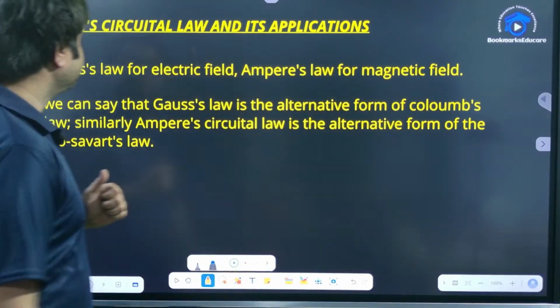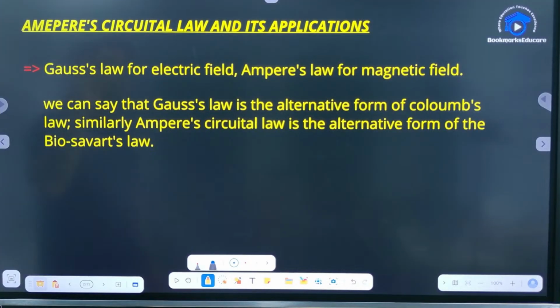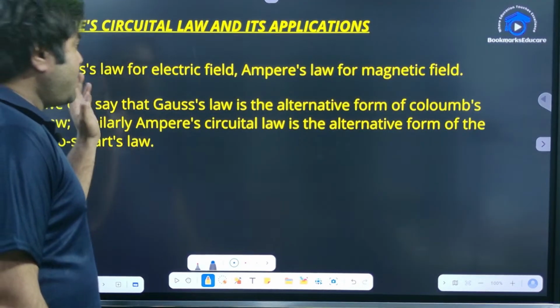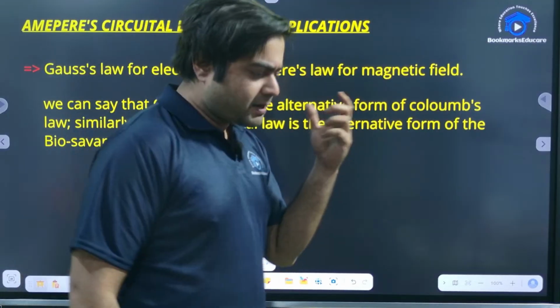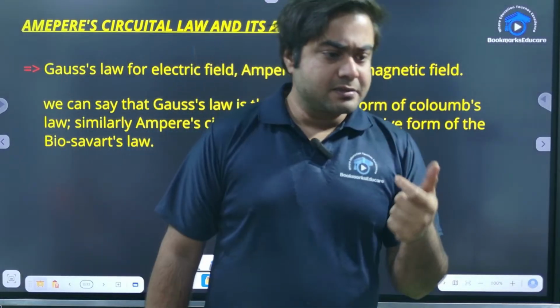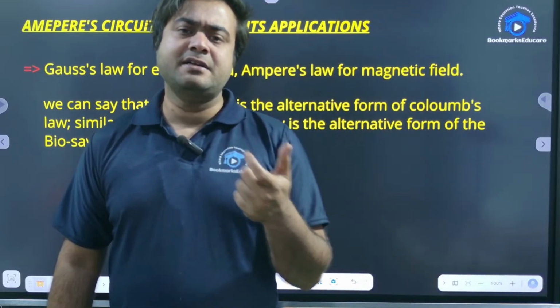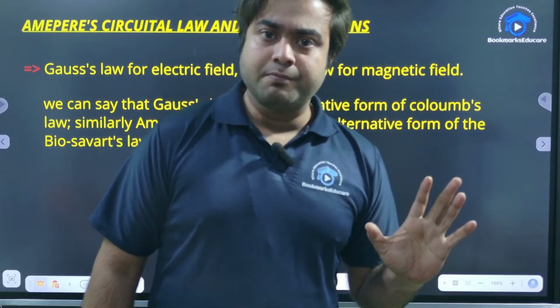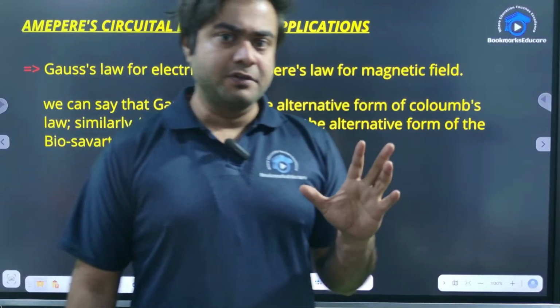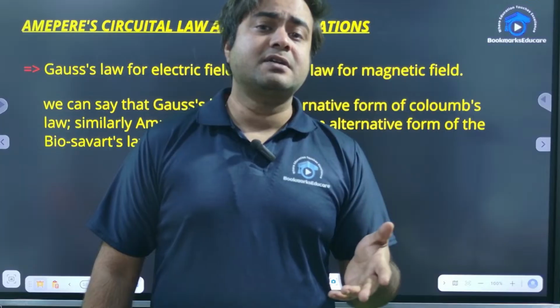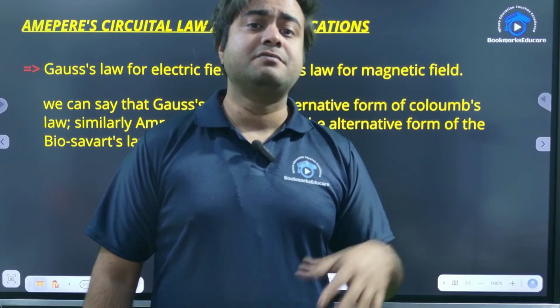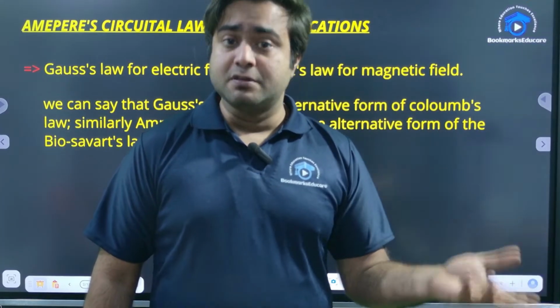See one thing, Ampere's Circuital Law and Gauss's law for electric field. This Gauss's law that you studied for the electric field, we can say that it is the extended version of Coulomb's law, and Ampere's Circuital Law, we can say, is the extended version of the Biot-Savart law.